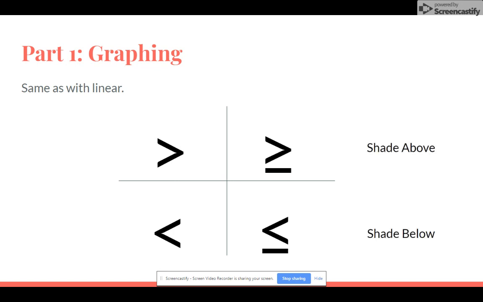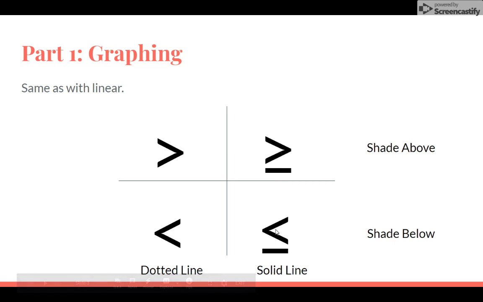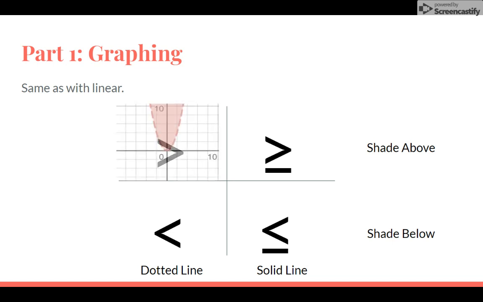First, like I said with the graphing, everything is the same as it was with linear equations. So we shade above when it's greater than or greater than or equal to, and we shade below when it's less than or less than or equal to. Similarly, we will do a dotted line for greater than and for less than, and a solid line for greater than or equal to and less than or equal to, okay? All that's the same.